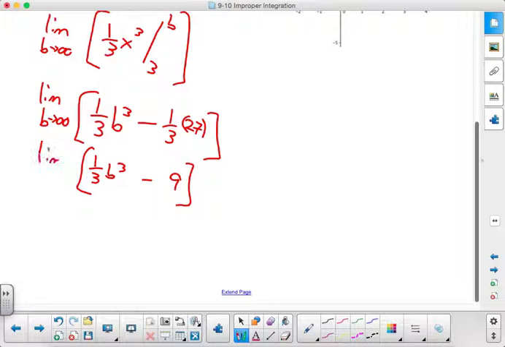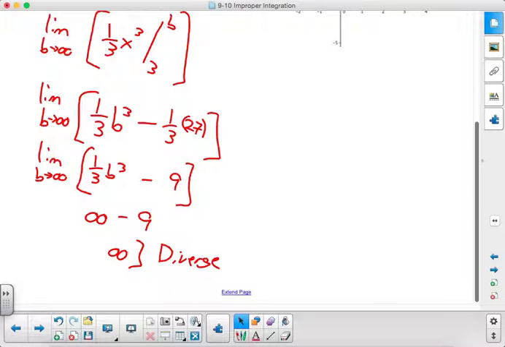What's this limit going to be? Well, I plug infinity in for b. Infinity cubed is infinity. What's infinity minus 9? Infinity. So if I get infinity, what's my answer? Does it converge or diverge? So we say that our integral diverges, we have this infinite amount of area there.